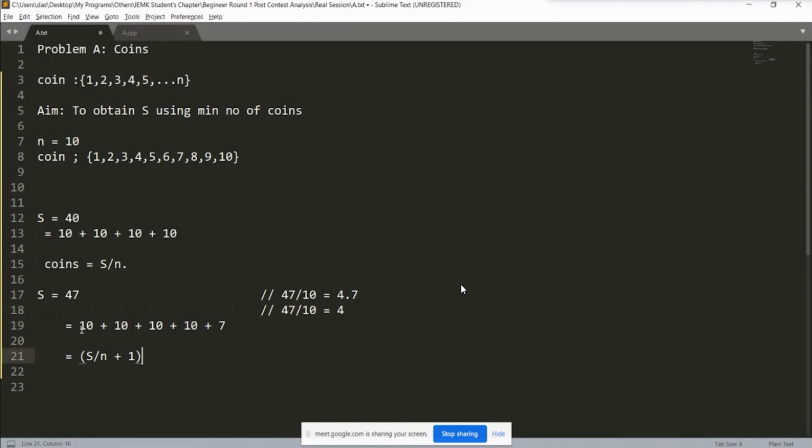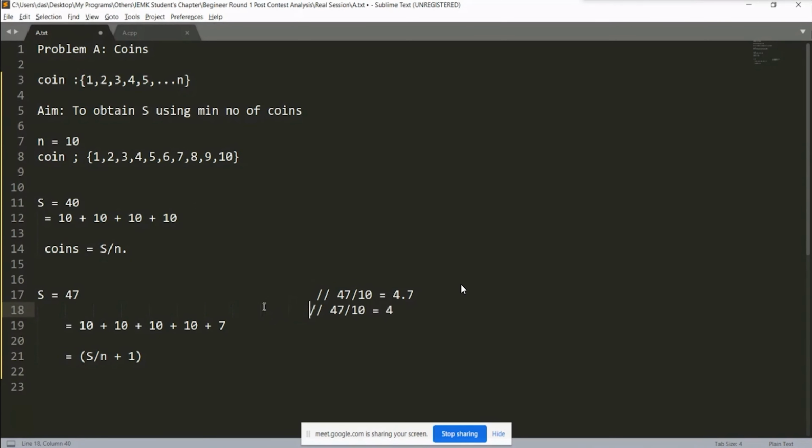So to obtain this result, we would have S by N, and for the remaining quantity we will add another coin. That's the logic. This is the case when S is divisible by N, and this is the case when S is not divisible by N. Any doubts here?